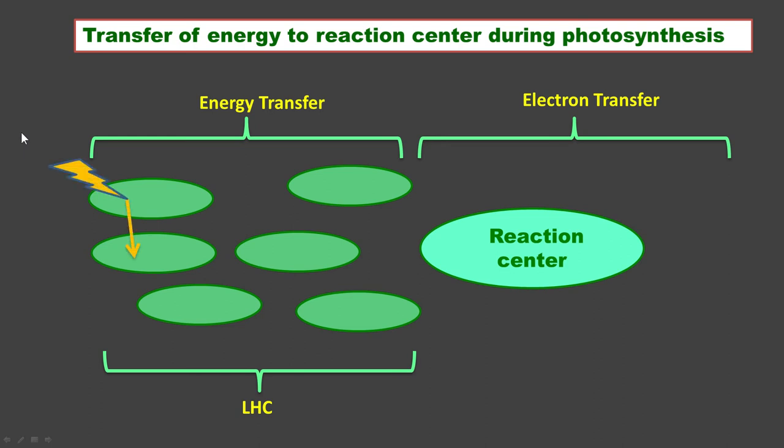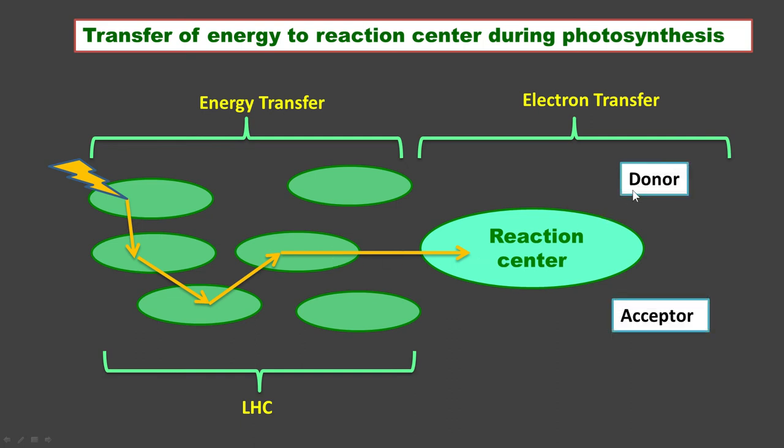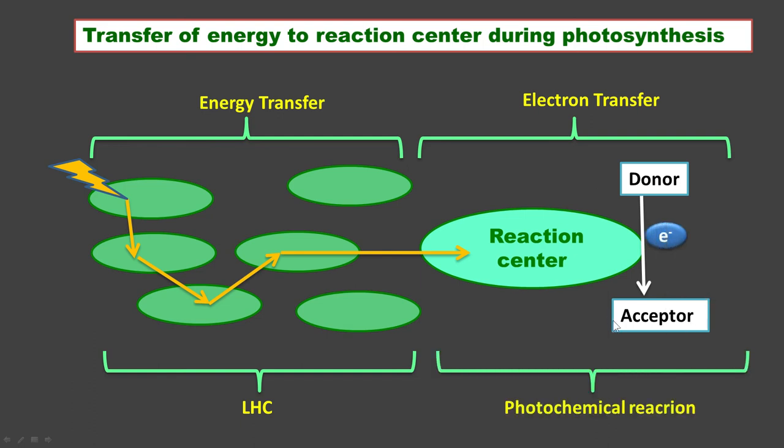Now, light energy is absorbed by the pigment molecules. This pigment molecule resonates and transfers energy, nearly 90%, to the reaction center. And from here, the electron is released, as we discussed in the previous slide, and it is accepted by an acceptor. And this reaction is called a photochemical reaction.